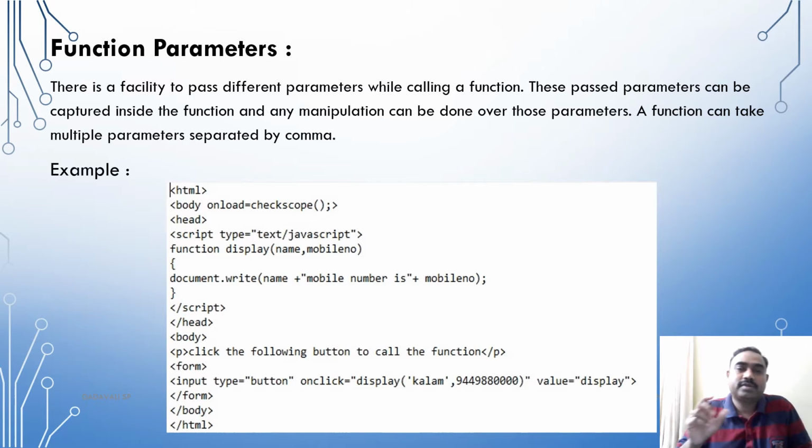It is the same in C programming: the function name is followed by the parameters. Here also you can give two or more parameters separated by commas. Just observe the script type equals JavaScript.